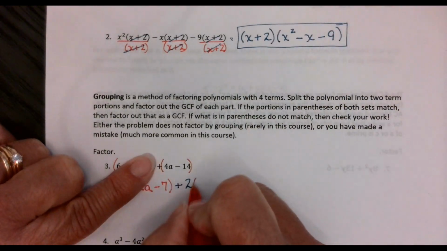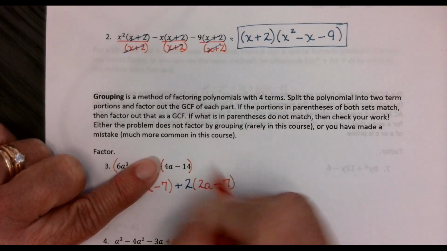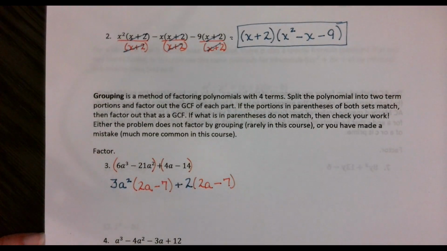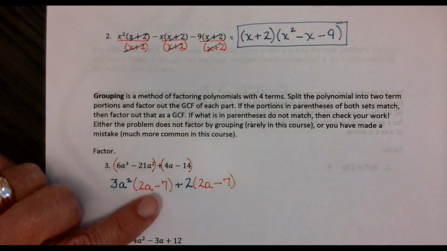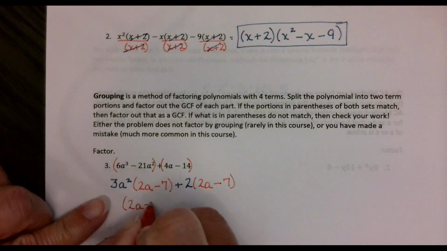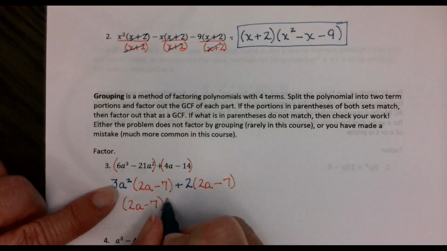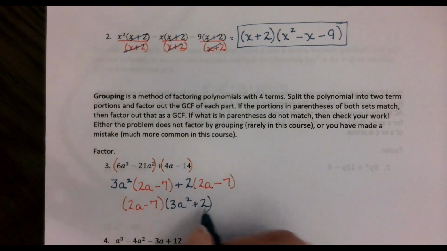What I'm left with is 2a minus 7, because remember, I'm dividing both of these by 2. So now, notice this, they both have this in common, so I'm going to pull that out. That's our GCF, and what I'm left with is 3a squared plus 2.